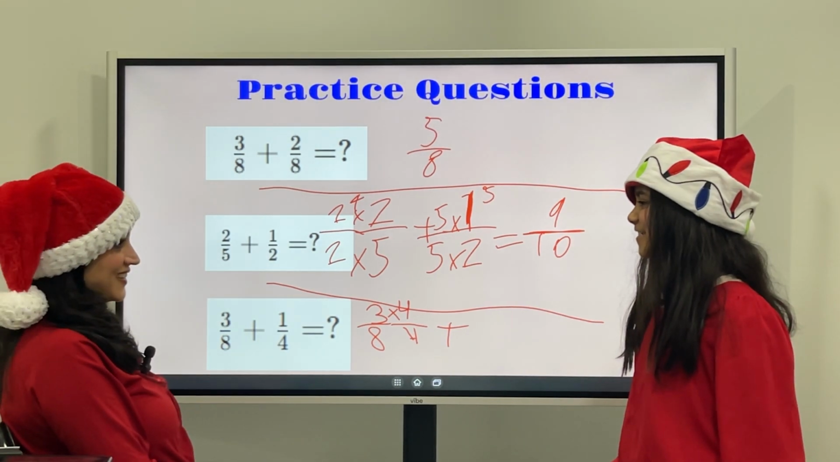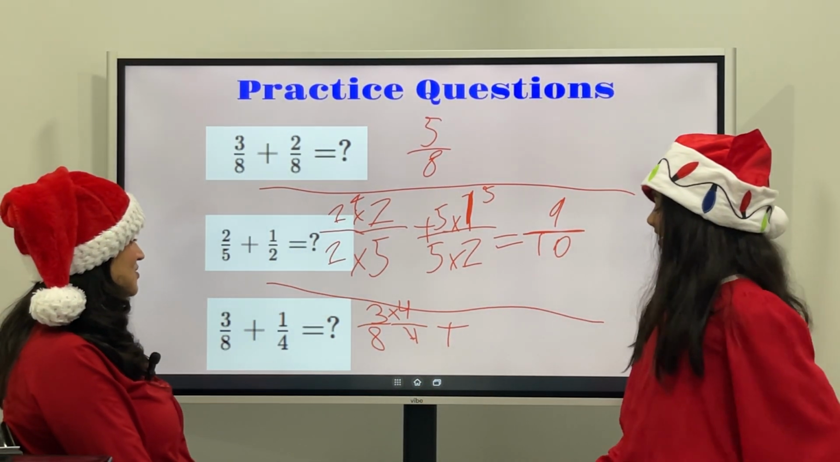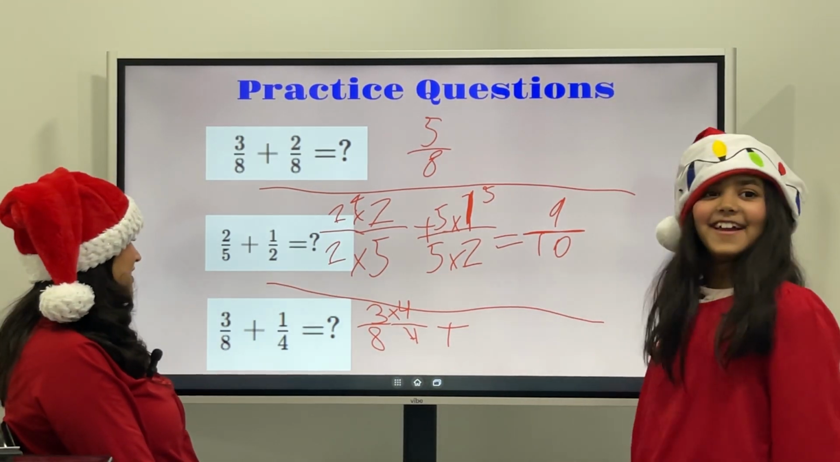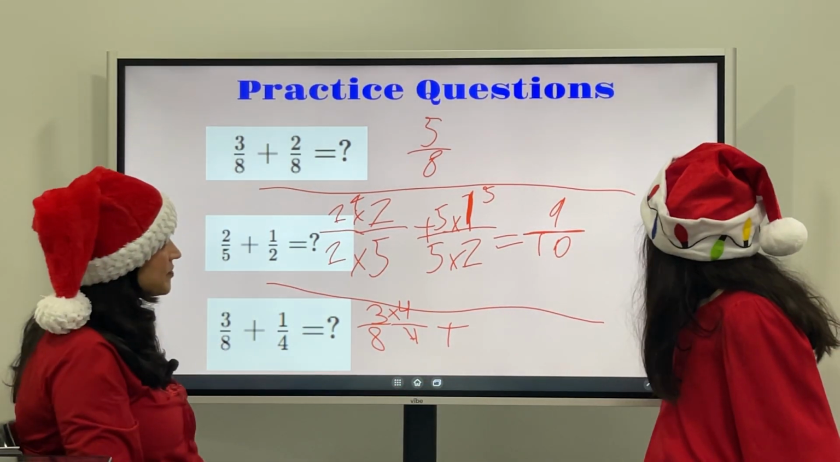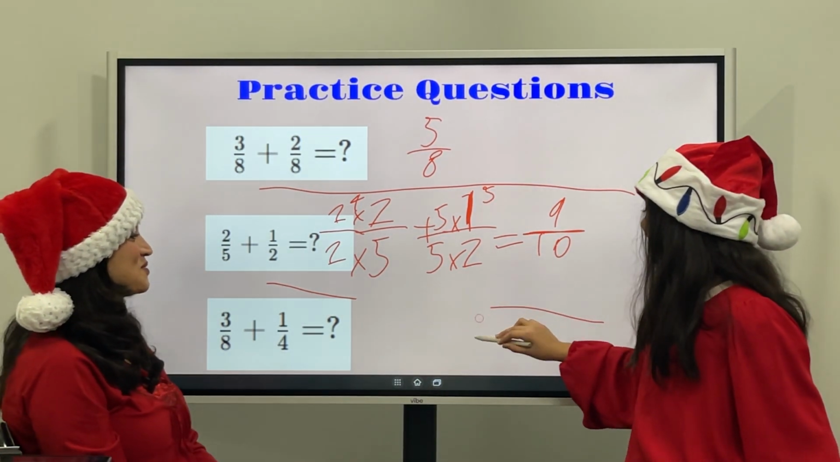It will be 8, right? This is not right, just erase that one. Then why did you do it? That's okay. So 8 will be the common denominator, right?